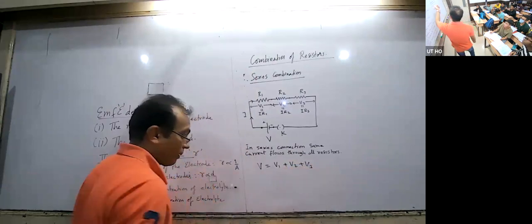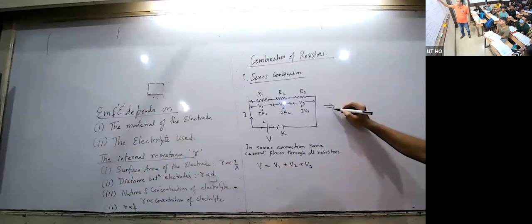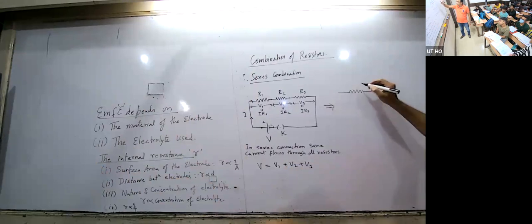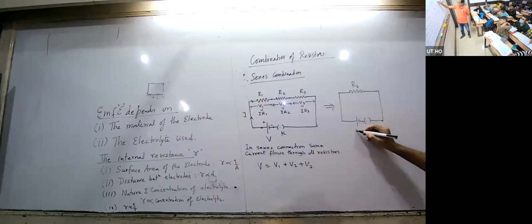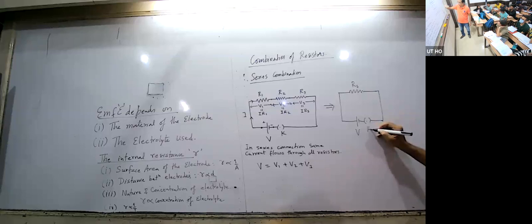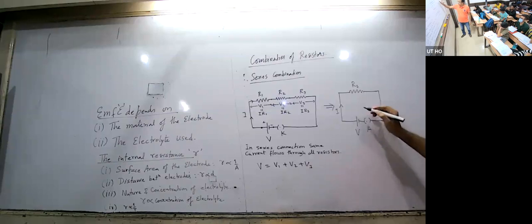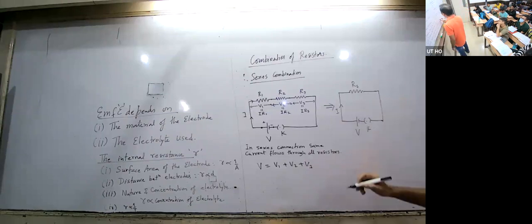So if I replace these three resistances with the equivalent resistance, just one single resistance, which is the equivalent resistance of R1, R2, R3, then I'll get this circuit. So I have V, I have the cell, and let us say RS is such that the same current I is flowing through it. Then what is V? V will be equal to IRS, right? By Ohm's law, V is equal to IRS.